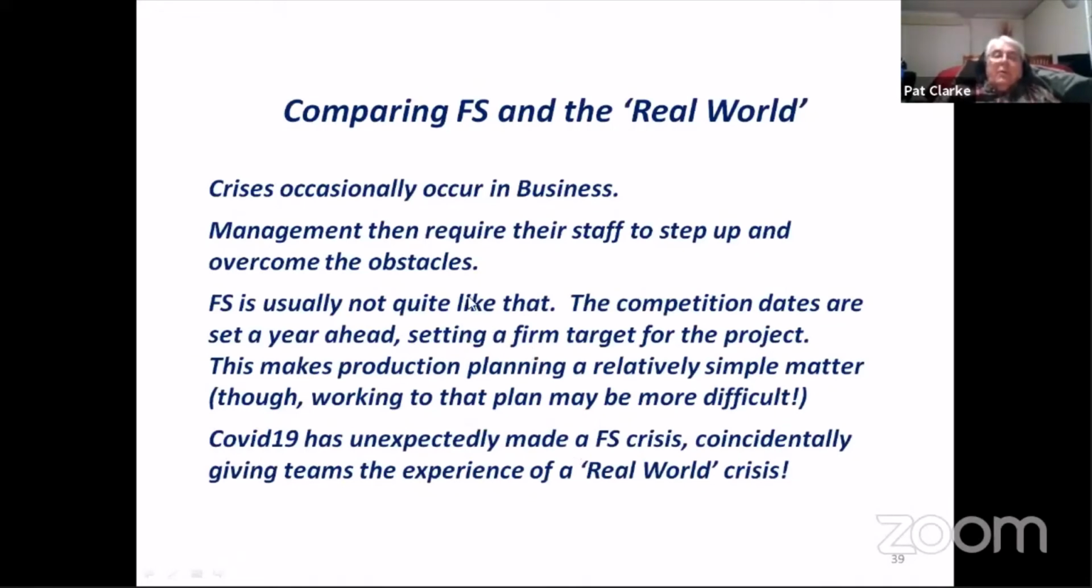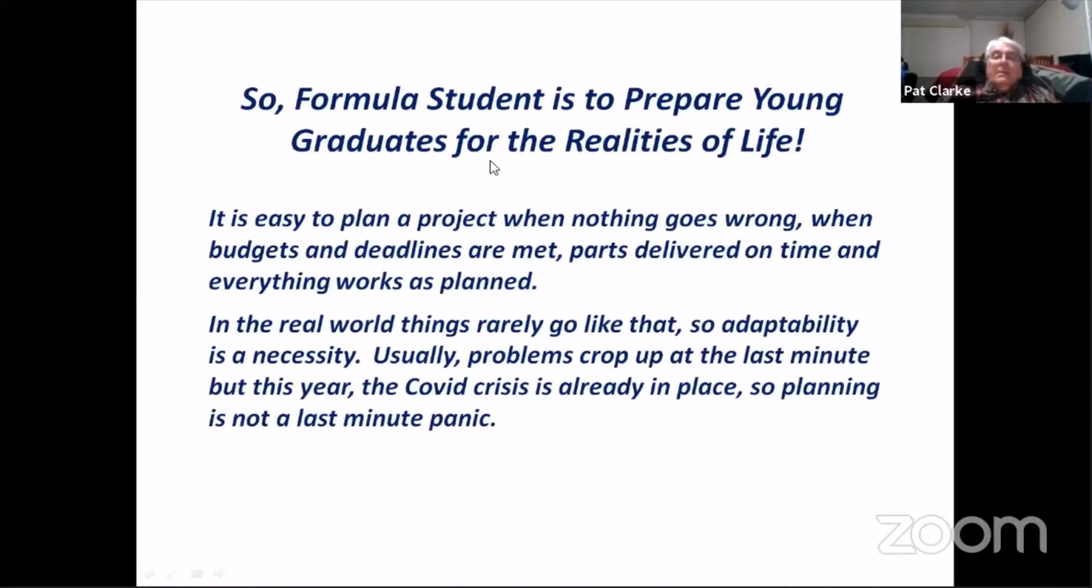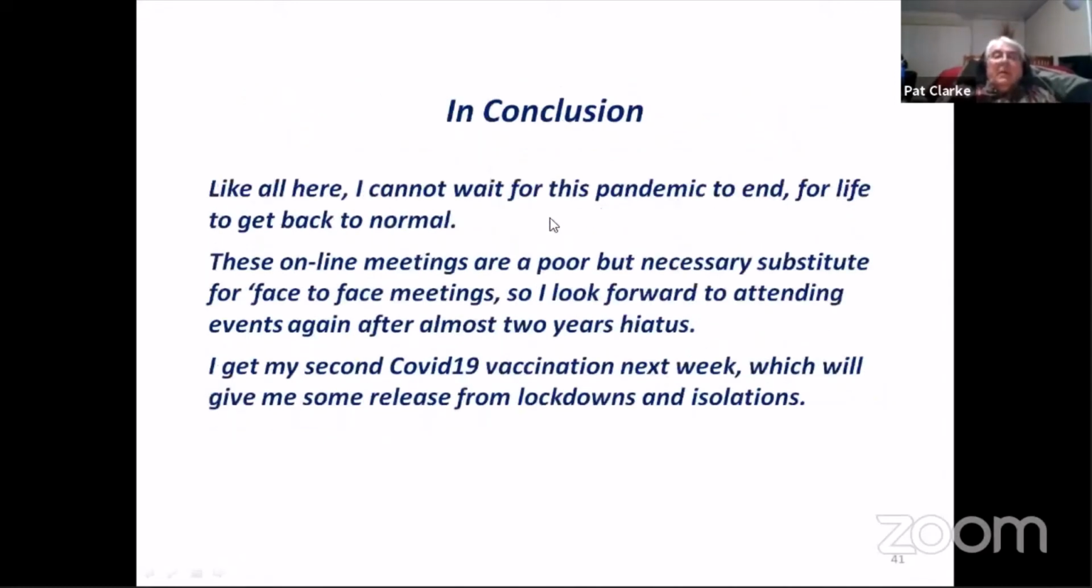I've talked before about the crises that crop up. We don't need to cover that again. And yeah, again, we're still talking about the same thing.